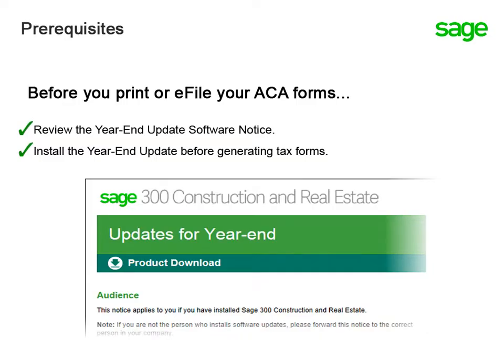There are a few steps you should take before printing or submitting your 1095 and 1094-C forms. First, review the year-end software update notice and install the year-end update. At the end of each year, Sage provides an update that includes changes to the software to accommodate any new reporting requirements for year-end. This notice will arrive by email and will contain details regarding what is changing and instructions on how to download and install it, which should always be done prior to submitting any year-end tax forms.